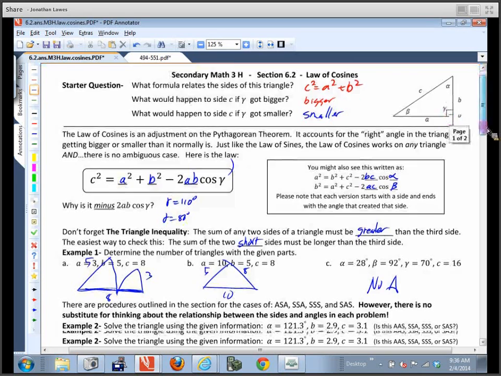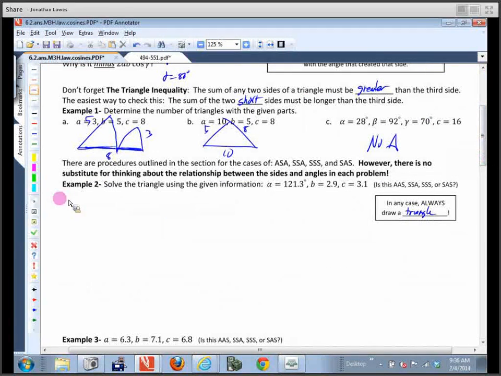Okay, so on this one, we're given a side, an angle, and a side. That's what we've got. So if I draw that, this is 121.3 degrees. This side I'm going to make 2.9, and this side I'm going to make 3.1. Okay, I can make a triangle out of that. All I've got to do is figure out how long the side is that goes from here to here, right? Any questions?